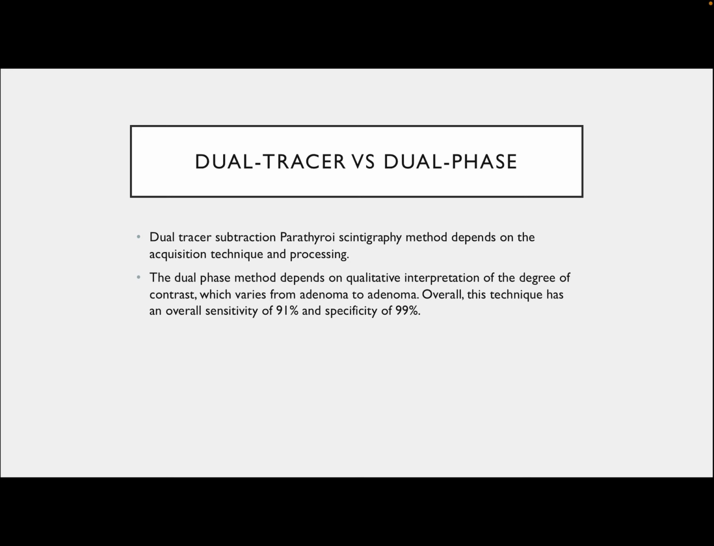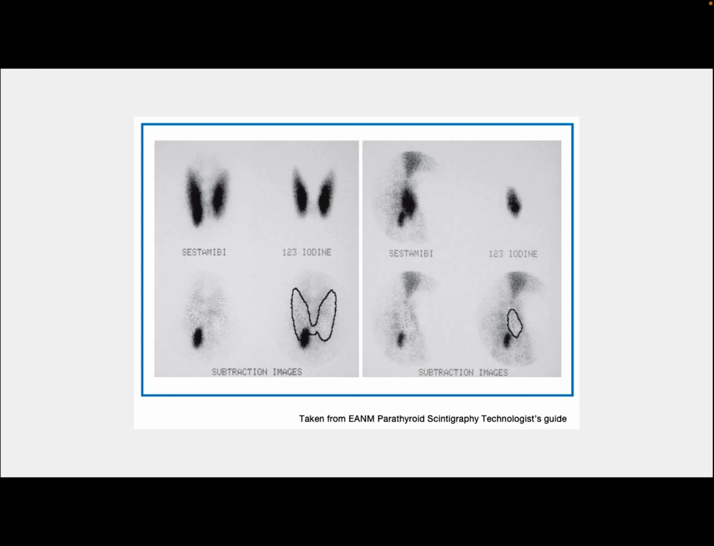Dual tracer subtraction parathyroid scintigraphy methods depend on acquisition techniques and processing. The dual phase method depends on qualitative interpretation of the degree of contrast, which varies from adenoma to adenoma. Overall, this technique has a sensitivity of 91% and 99% specificity. Here we have some images when we use different tracers to look at the thyroid as well as parathyroid.